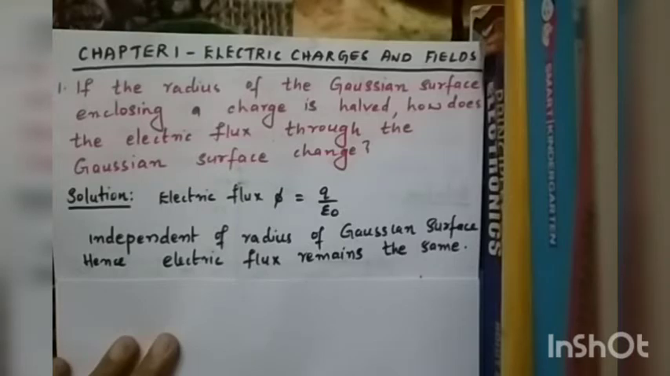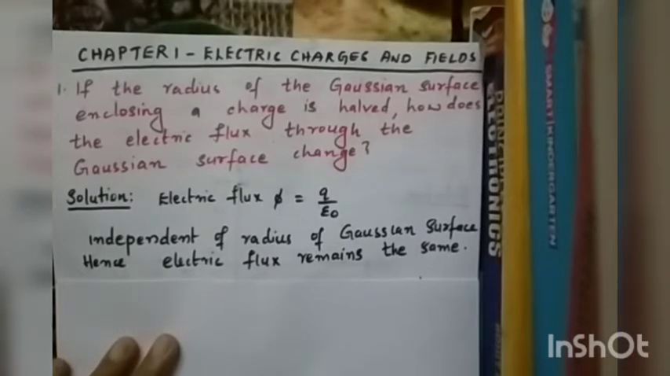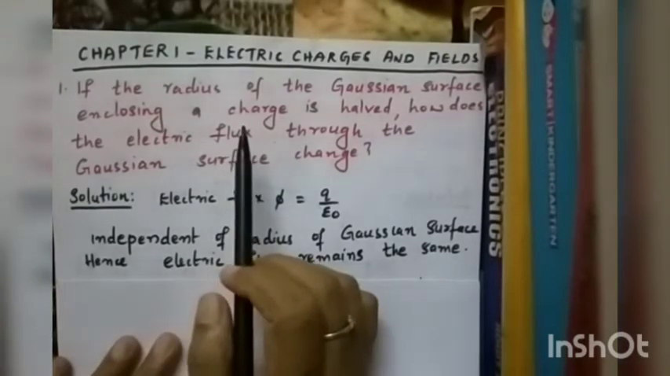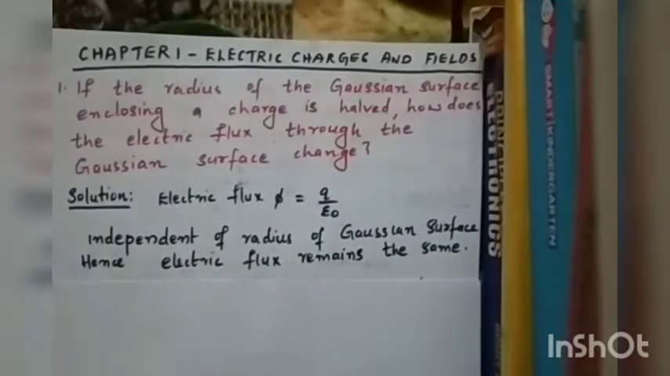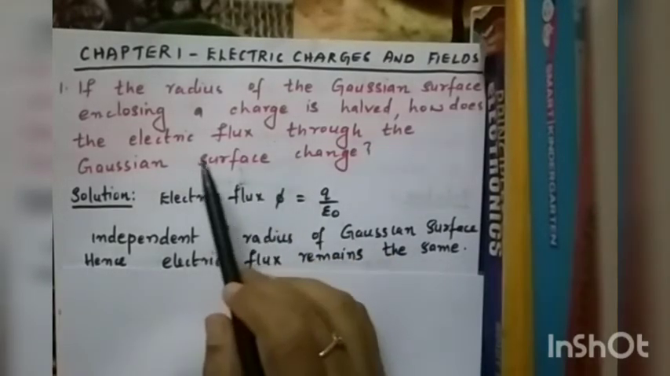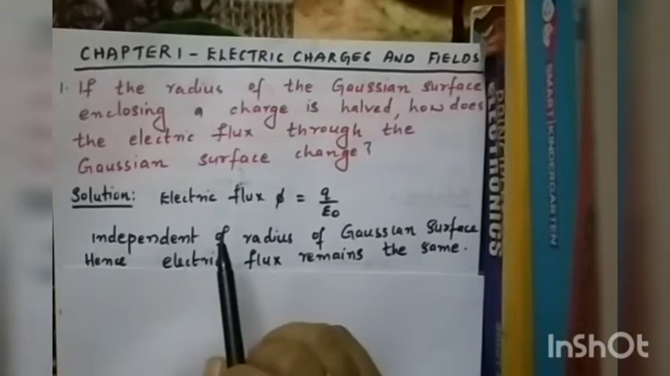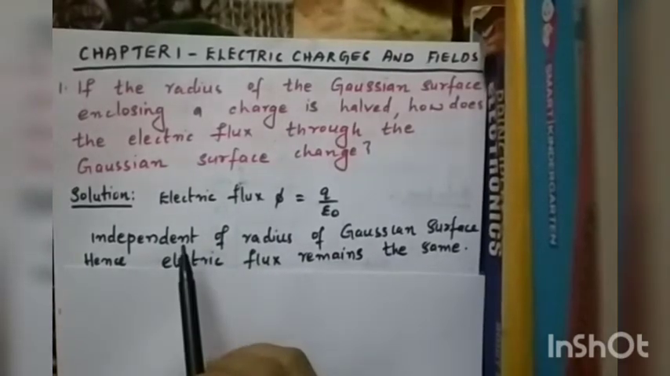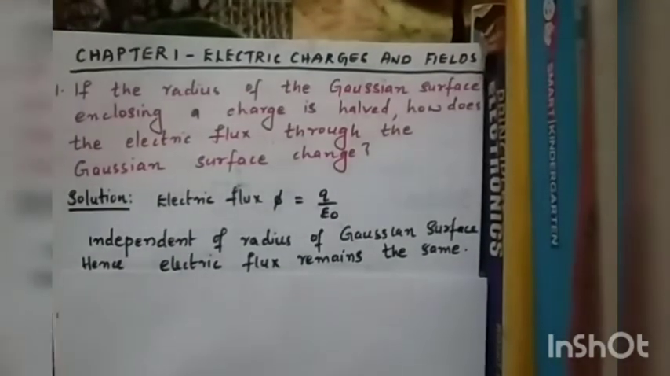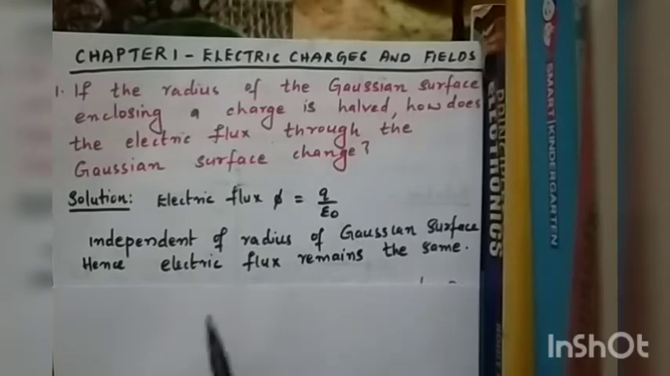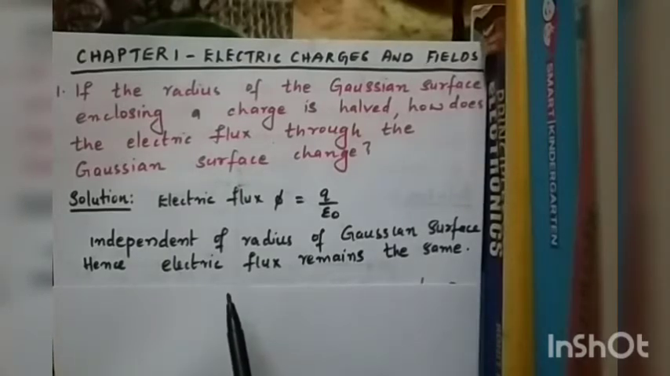Hello children, let's start with our first problem from the chapter electric charges and fields. If the radius of the Gaussian surface enclosing a charge is halved, how does the electric flux through the Gaussian surface change? Children, just pause the video and note down the question. Copy all these numericals into your notebook. These numericals are very important. These are some of the previous year questions.